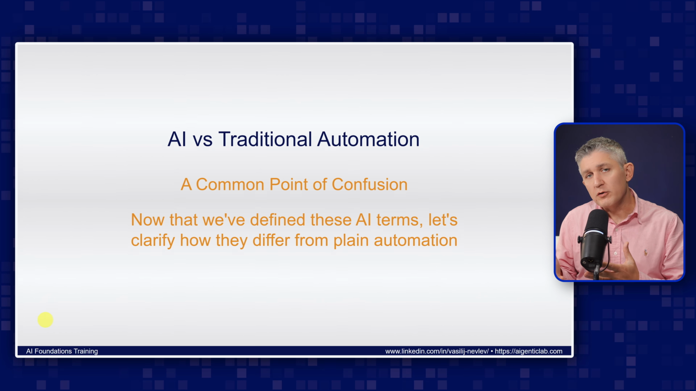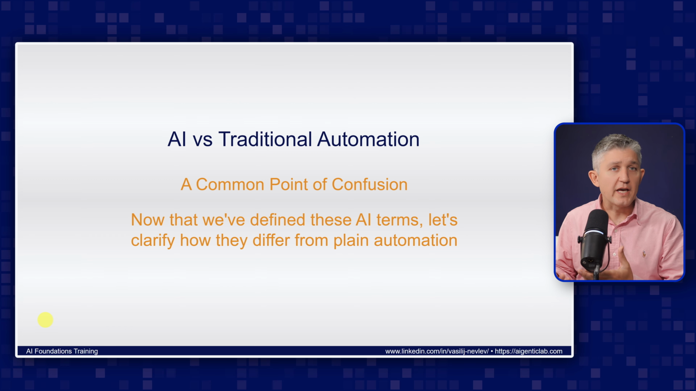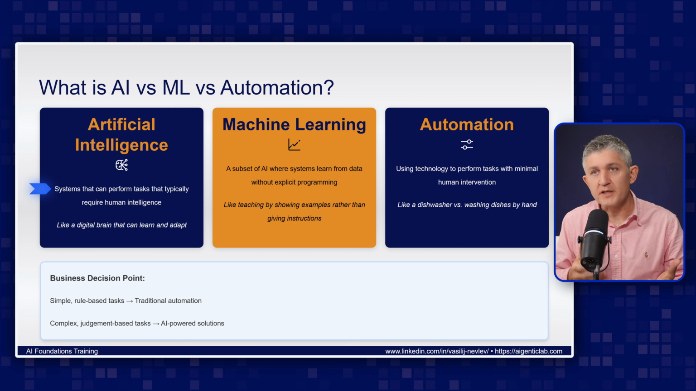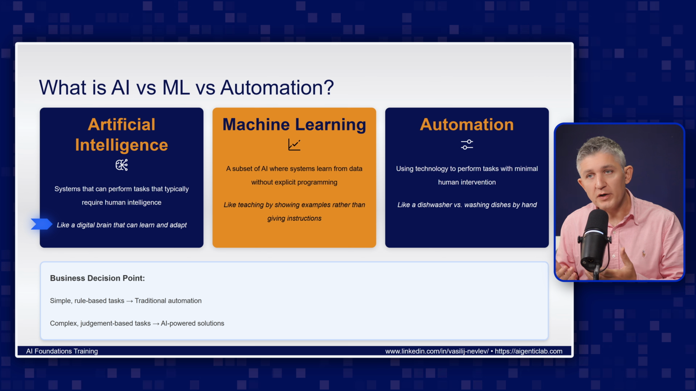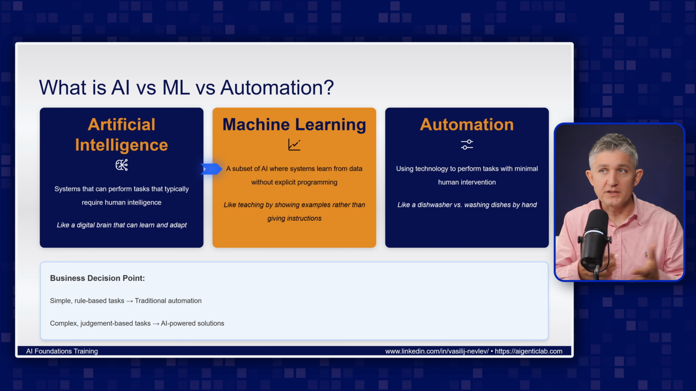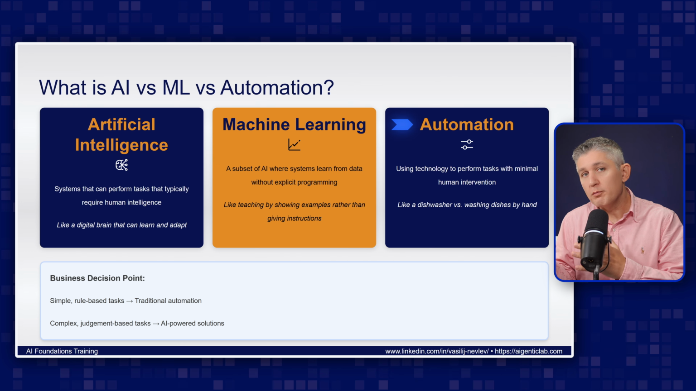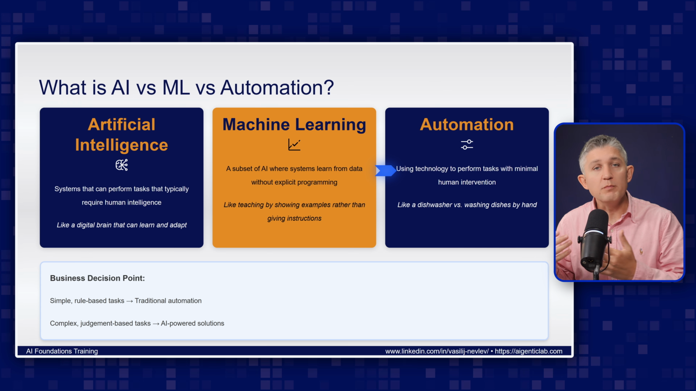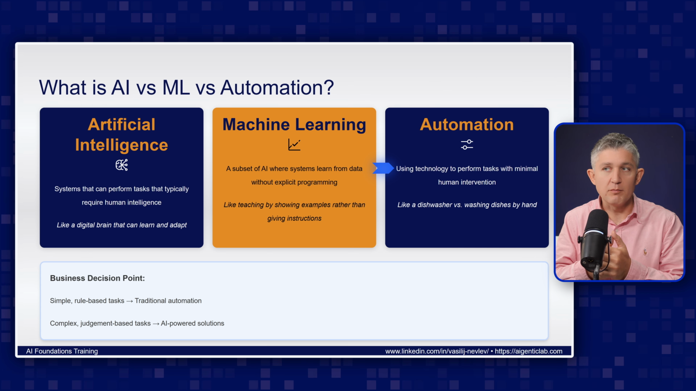When I deliver this content, a typical point of confusion is the difference between AI and automation. Let's talk about that. Artificial intelligence are the systems that can perform tasks that typically require human intelligence, like a digital brain that can learn and adapt. Machine learning is a subset of AI systems that learn from data without explicit programming. And automation is a separate set of technology that's used to perform tasks with minimal human intervention. I think you can see where I'm going, how it is being combined.